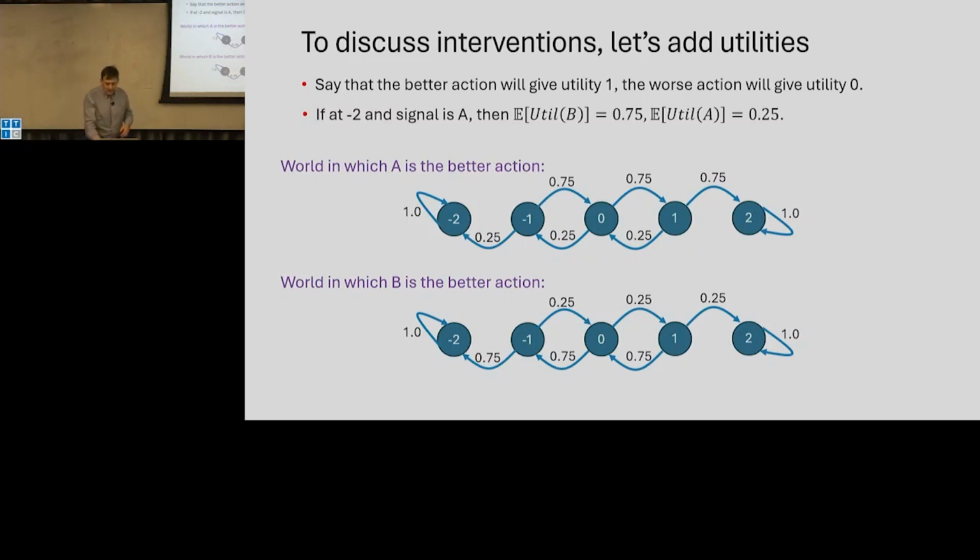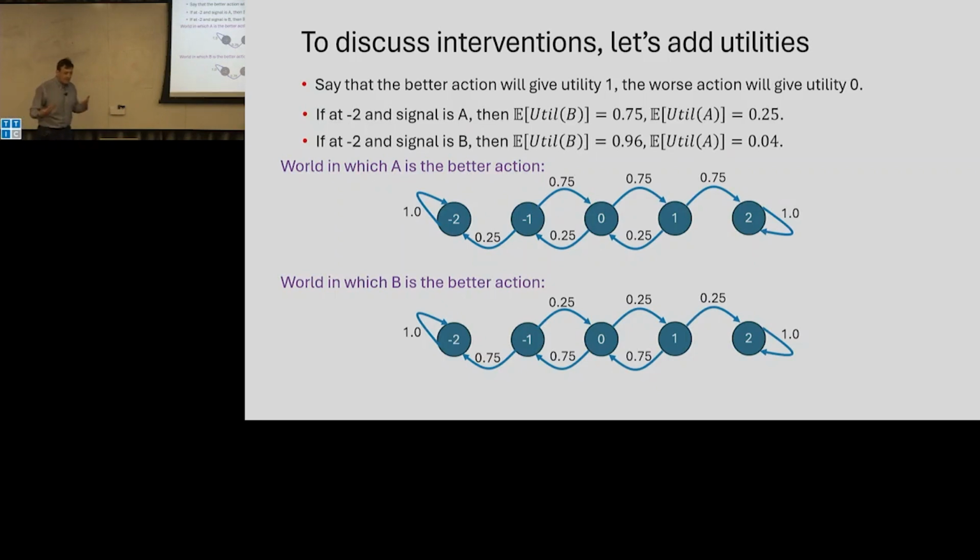On the other hand, if you're at -2 and your signal is B, even more in favor of B, your expected utility of B is 0.96, and of A is 0.04. The probabilities are those. Okay, fine.